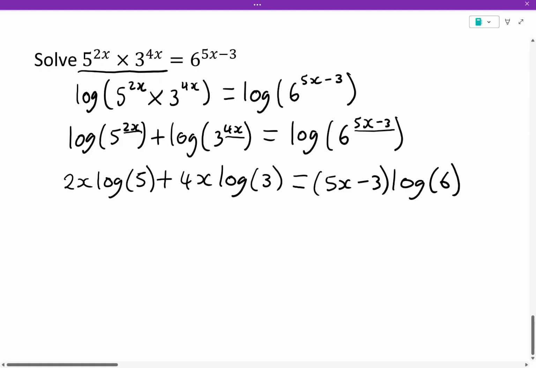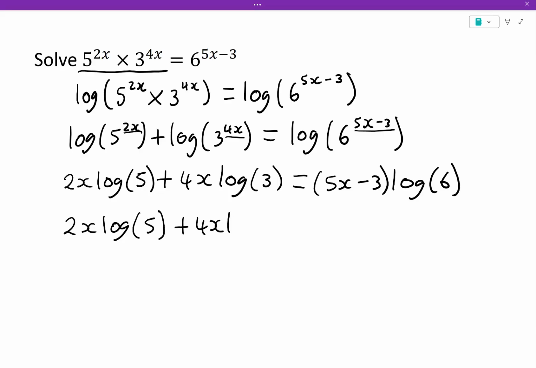So what I'm going to do next is, on the right-hand side, expand our bracket. Our left-hand side, I'm not going to change currently because I'm pretty happy with how that's written.